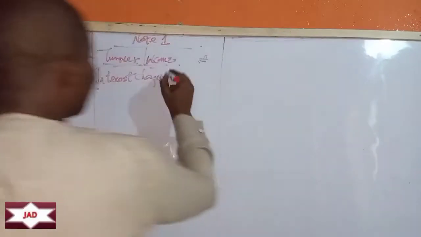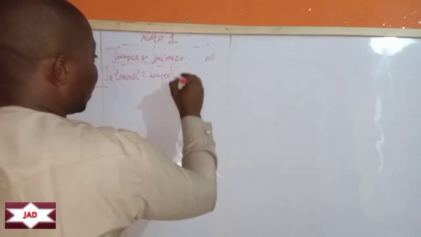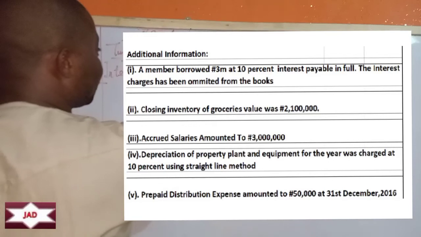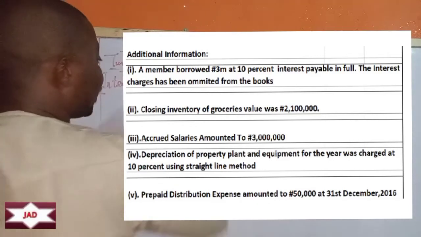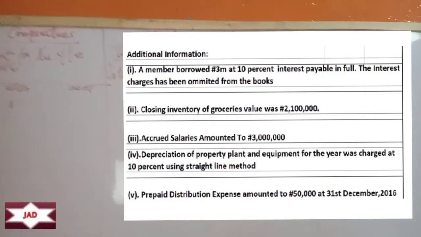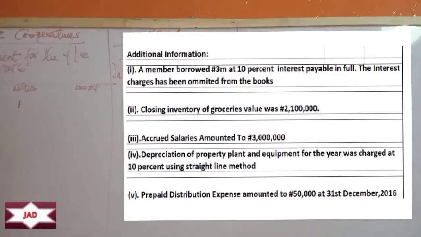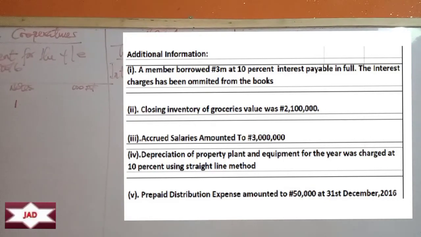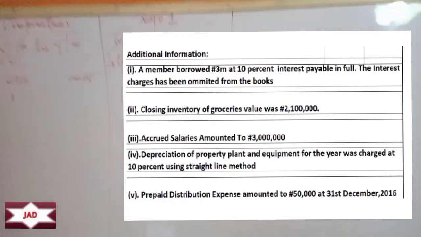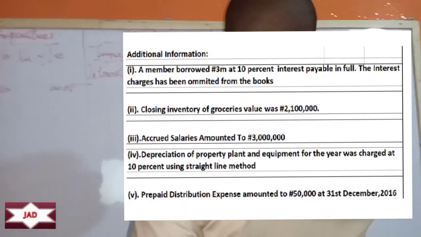They say a member borrowed 3 million at 10% interest payable in full. The interest charge has been omitted from the book. So we have the interest charge here, to be 65 million.